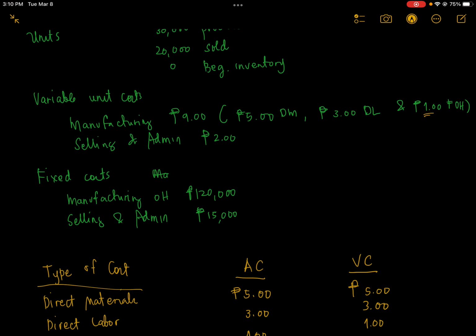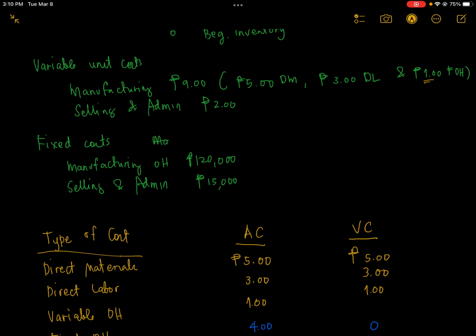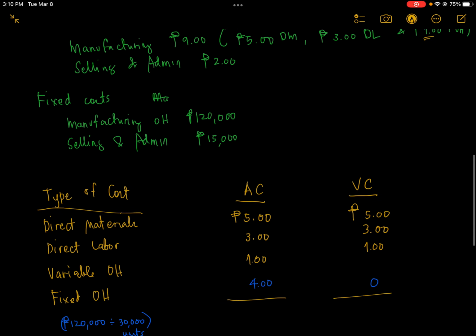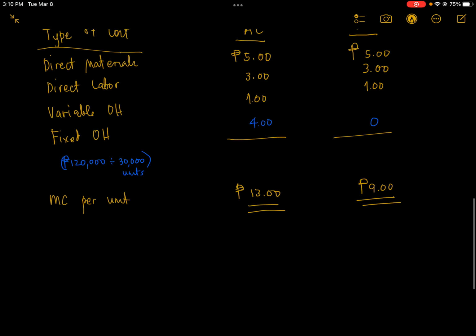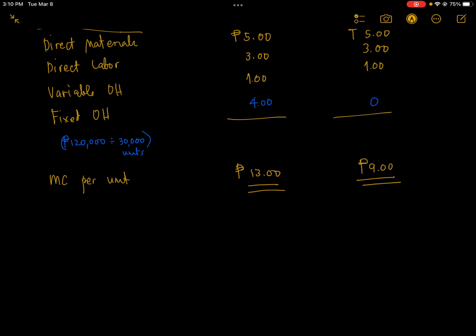In terms of fixed cost, manufacturing overhead is 120,000 and the selling and administrative expenses is 15,000. Last video, we also identified that the manufacturing cost per unit under the absorption costing is 13 pesos and under the variable costing is 9 pesos. So we will now prepare an income statement under the absorption costing. Again, absorption costing is the one that is generally accepted.